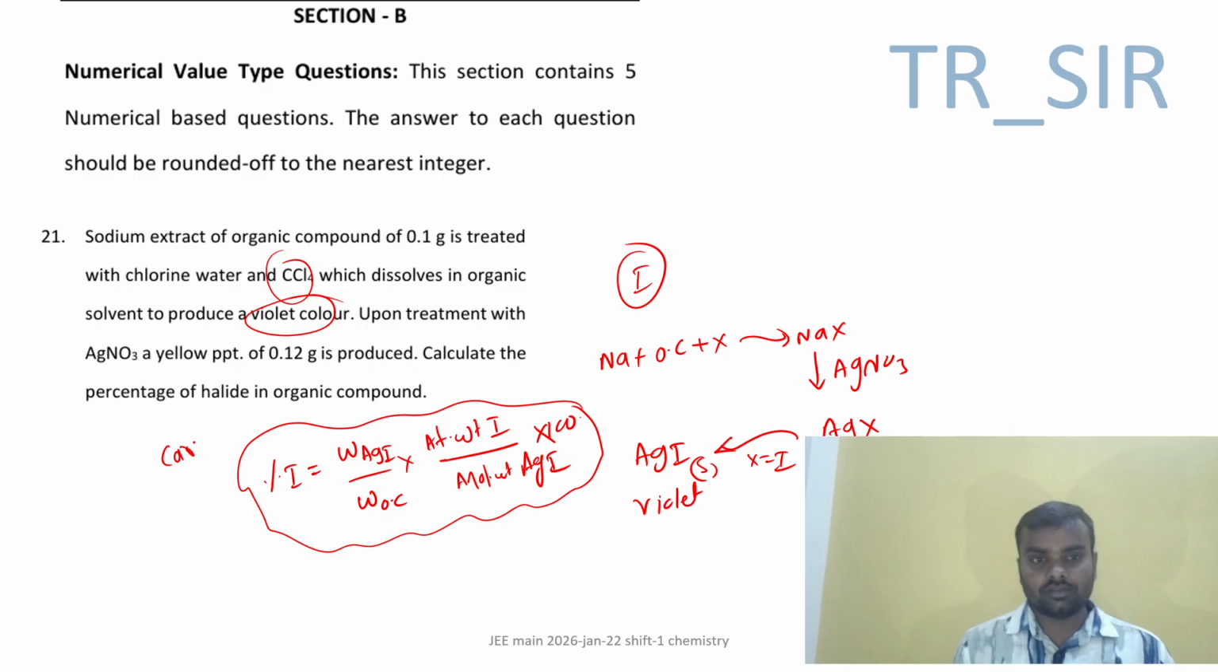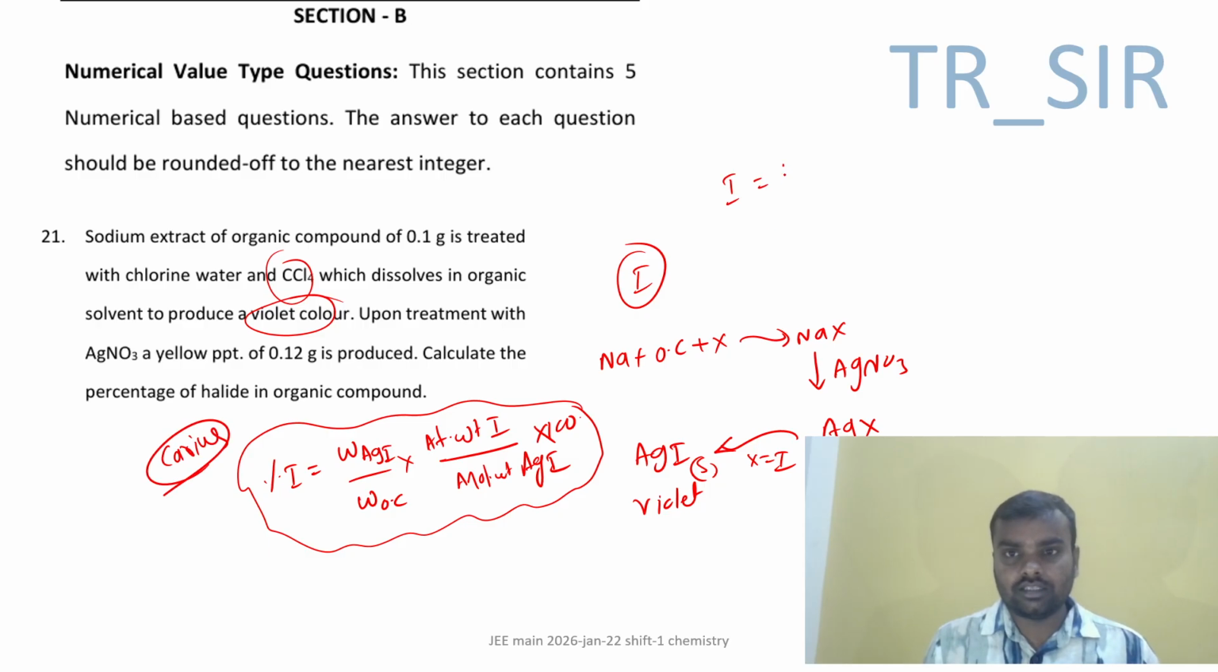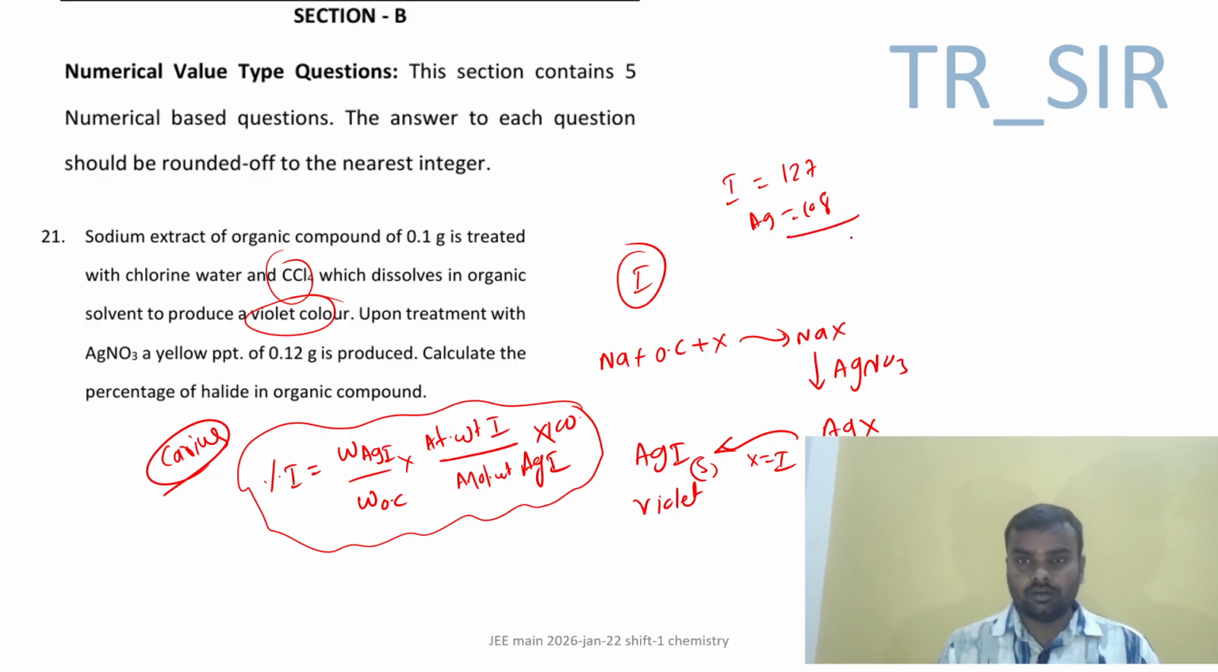This method is the Carius method. Iodine atomic weight is 127. Silver atomic weight is 108. Right, this one we have. Now upon solving this one, how much do we get here? So 235 is coming.